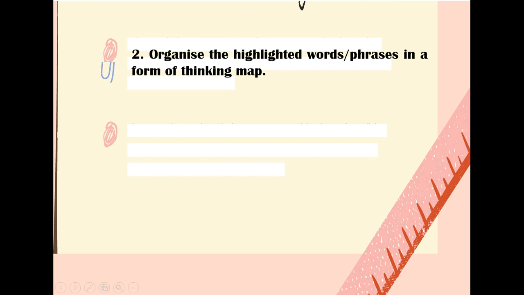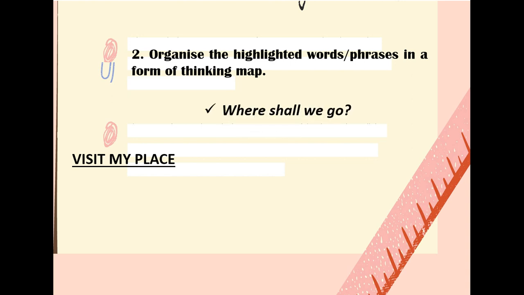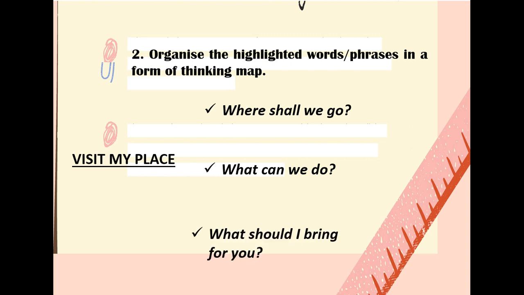All right, in this case, we just recall back from the question just now. All right, visit my place. So this is the first point, the first content point. Where shall we go? Next one, what can we do? Next one, what should I bring for you? So you have to find a brief answer for this. I will definitely share with you the example.